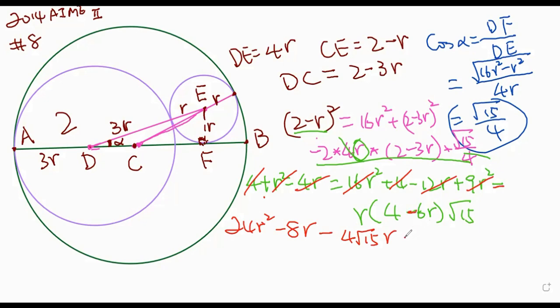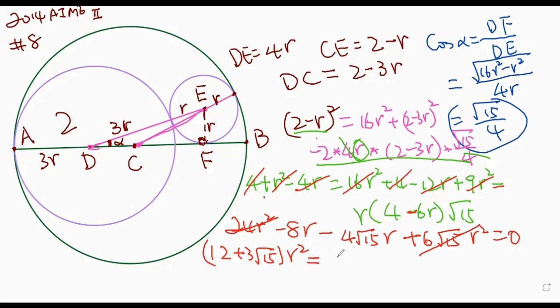So it will be how much for that? Positive 6 square root of 15 R squared, right? That's equal to 0. Now, on each side I just divide by 2. So we use 12 plus 3 times square root of 15, right? Then dot R squared. This is R squared, this is R squared. And this equals 8 plus 4 square root of 15, we divided by 2, right?